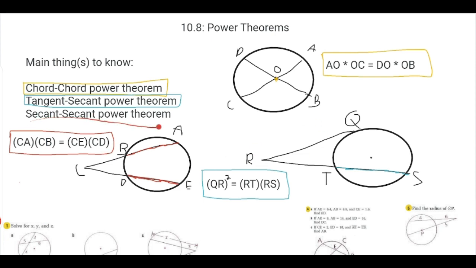And the secant power theorem will be in red right here. So we have 2 secants right here. And in order to calculate these, we do, once again, CA, the entire segment, times CB, the external part, is equal to CE, the entire segment, times CD, the external segment. It's just like the tangent secant. And then here are some problems as well to help you solve these.